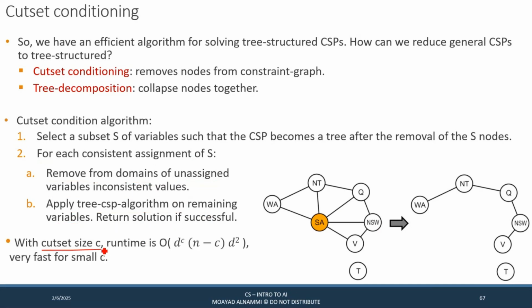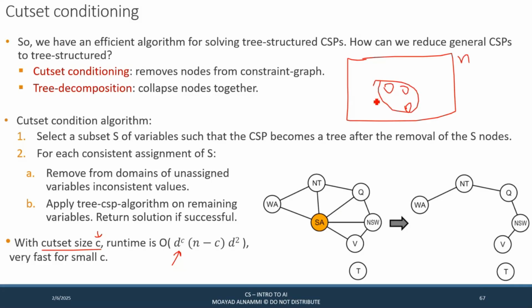With the cutset size of C, meaning the number of variables that you remove from the constraint graph, D to the power of C is how many choices you need to check for the variables that you removed. So for example, if I have a graph of n variables, and let's say I want to remove a set of nodes, and the number of those nodes is C. The number of choices that I need to assign for those nodes that I've selected to remove is going to be D to the power of C, right? In the worst case, I might need to check all of them.